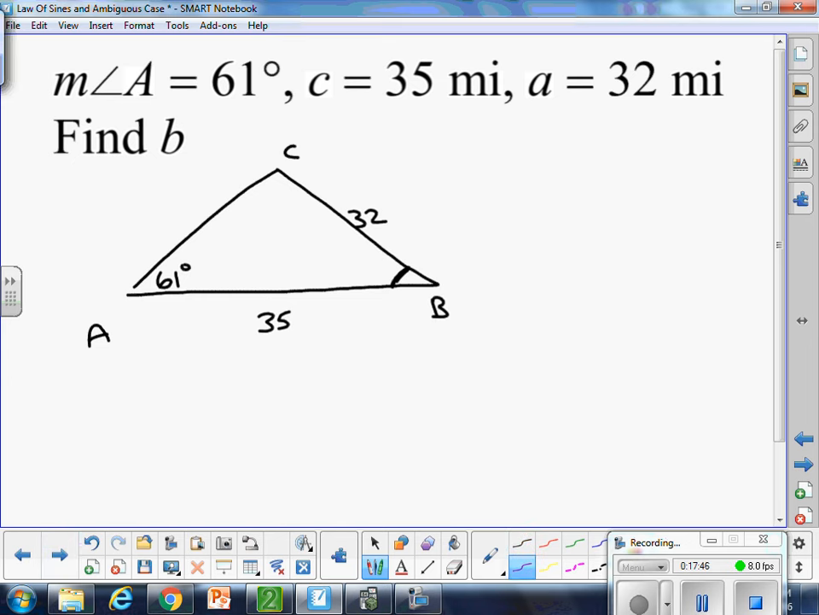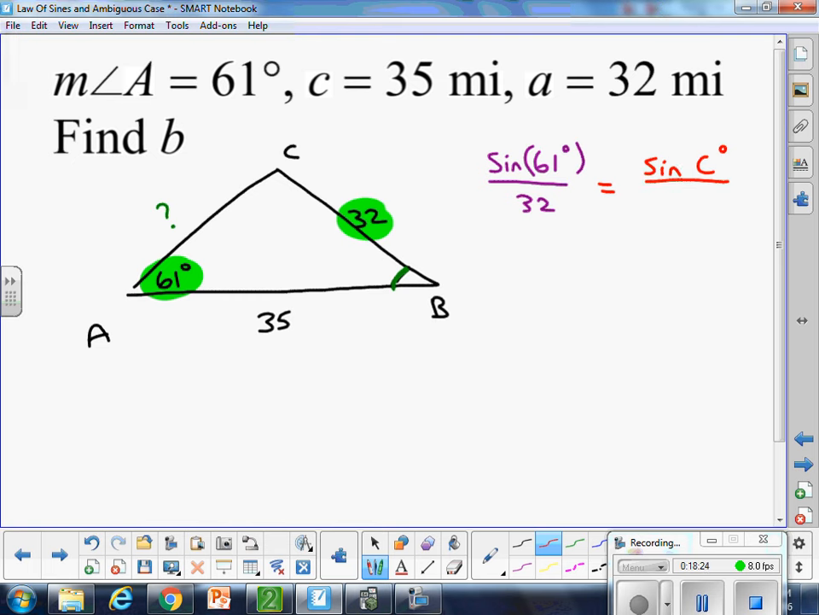Okay, here's the thing. I'm seeing again one set of values I can use, right? There's an angle and there's a side across from it. So if we do that, I know I'm going to be doing something with the sine of 61 over 32. The thing we need to find, our goal, is actually this. So before we find that, we would need this. But that's the problem. I don't know either one of those. So I'm going to have to find angle C first. So I do know that the sine of whatever angle C is over 35. Okay, so this angle over 35 is going to be a step we have to do, right?